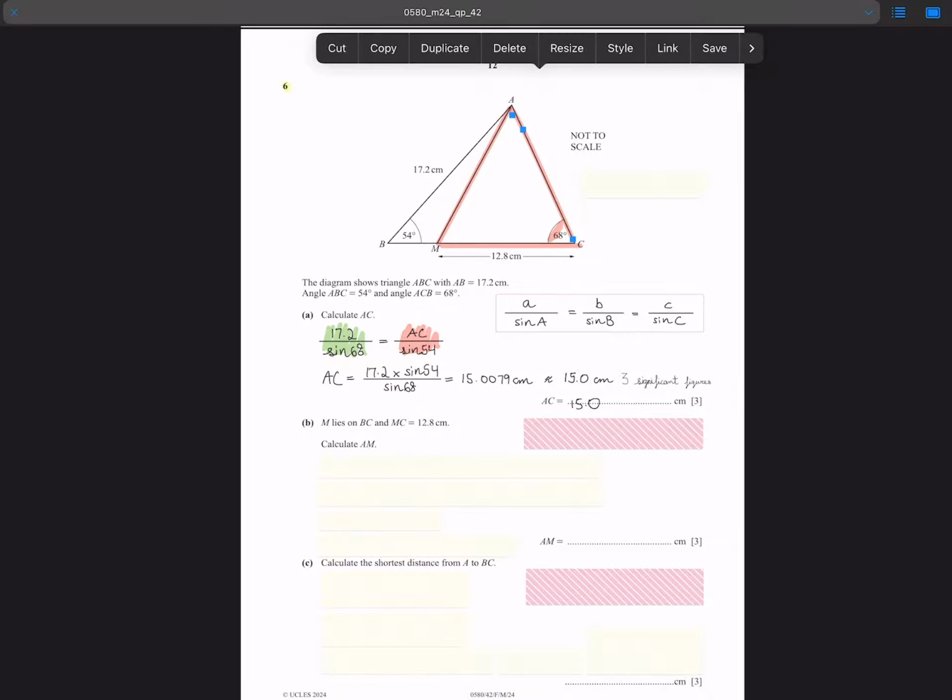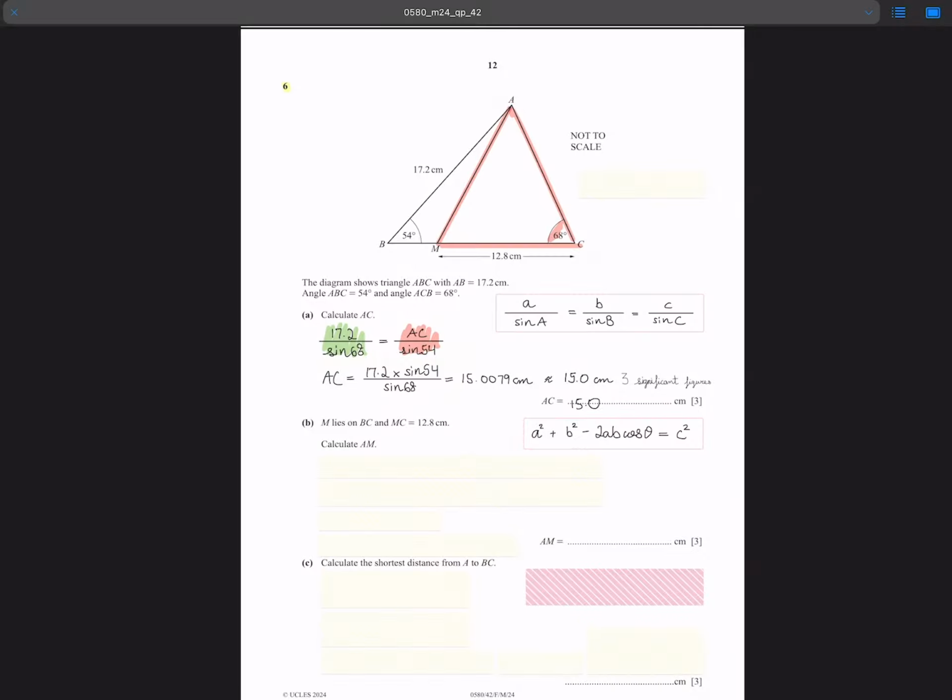We have length AC. We calculated AC in the previous question. So we simply write down the cosine rule. We plug everything into the formula. Note that when I plug AC into the equation, I used the 4 decimal form, not the 3 significant figure form. And this is why we quoted it to 4 decimal places, because we want the answer that we're using in the equation to be of the highest precision, so that in the end, when we round the answer to 3 significant figures, we get the correct answer.